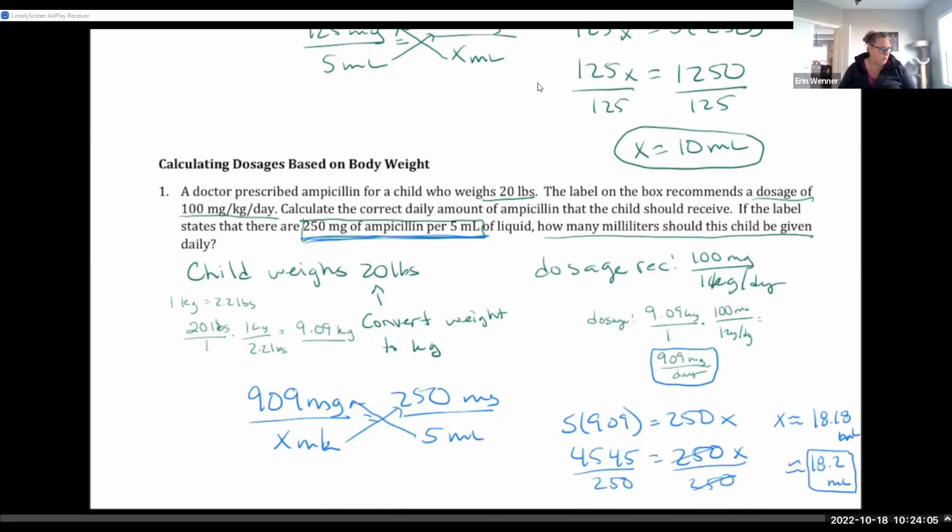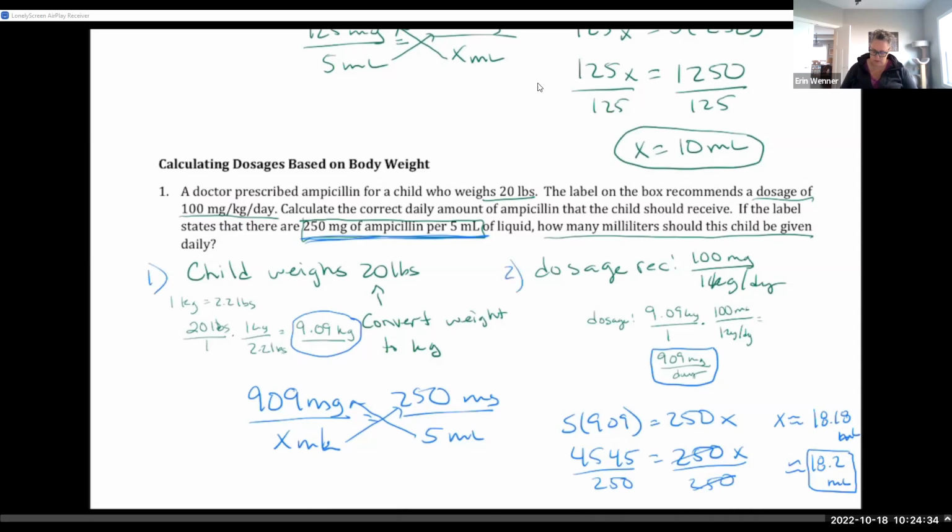So if we go back over our steps, let's review. We were given the child's weight in pounds, right? But then the dosing was given in kilograms, number of milligrams per kilogram. So again, step 1 was to convert the child's weight to kilograms, which we came up with the 909 kilograms.